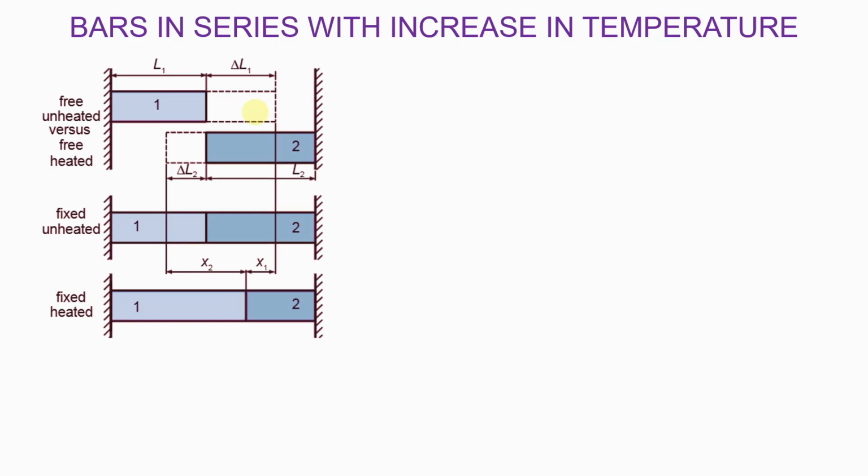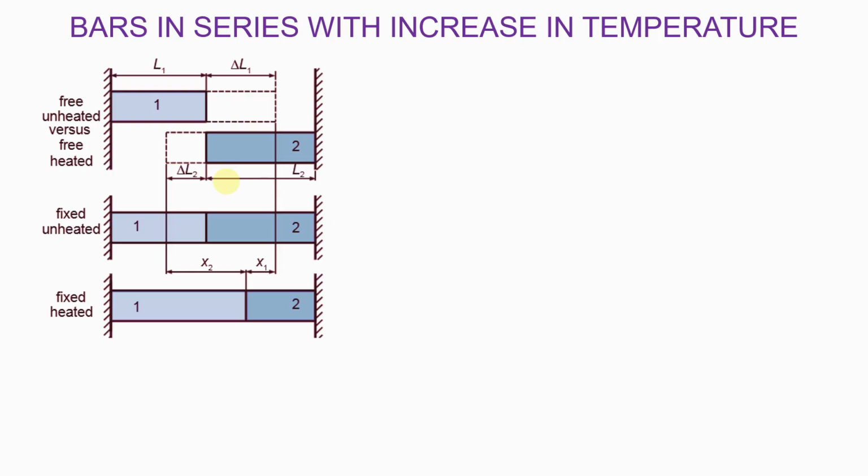So now look at this figure that you see on the screen. You have this bar here, which is bar 1, and its length is L1. L1 is the initial length of bar 1. And then below it, you have bar 2, and the initial length of bar 2 is L2.